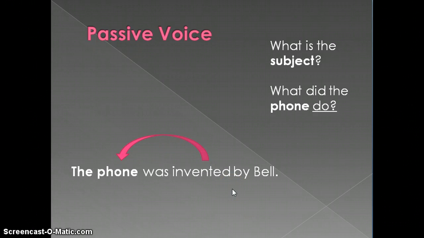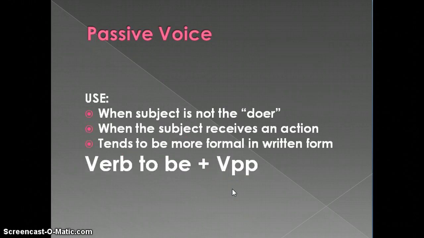Okay? So passive voice is used when the subject is not the doer. This is an expression that we tend to use to say that it didn't do anything. The subject receives the action. All right? It tends to be more formal, especially for written form, without overdoing it, of course. And the basic structure of passive voice is the verb to be and the verb in past participle.